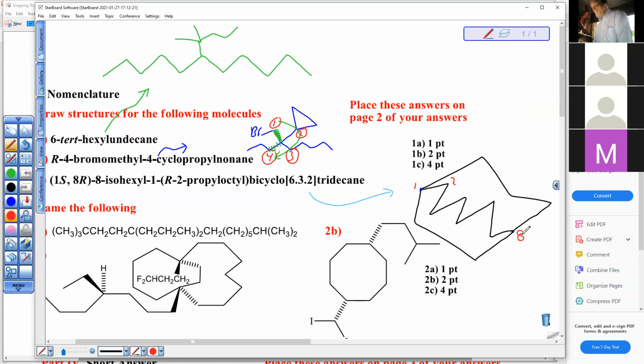What's our strategy for doing an isohexyl? How many carbons in a row in an isohexyl? Don't say 6. How many in a row for isohexyl? 5. That's right. 1 less because there's a 6th carbon that's a branch. 1, 2, 3, 4, 5. Make sure you drew 5.